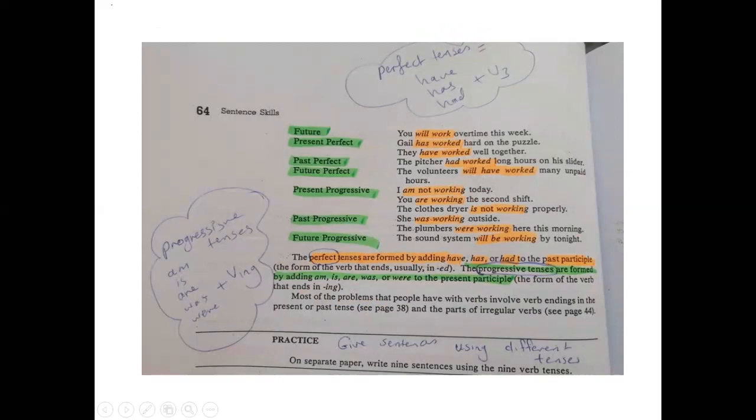Present perfect means either have or has plus verb 3. Gail has worked hard on the puzzle. They have worked well together. So when I use a present perfect, the action of the verb is finished. Yani, the working itself is finished.